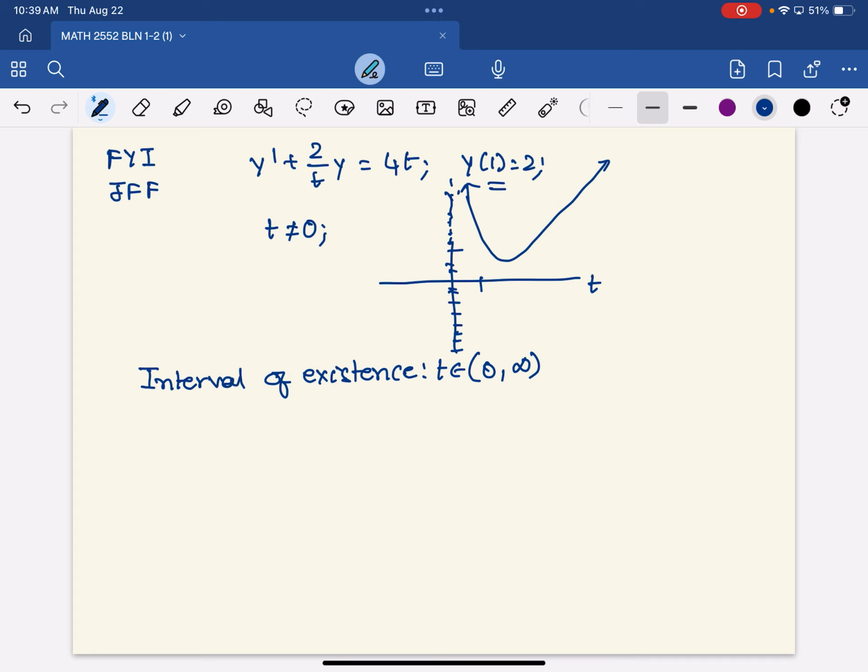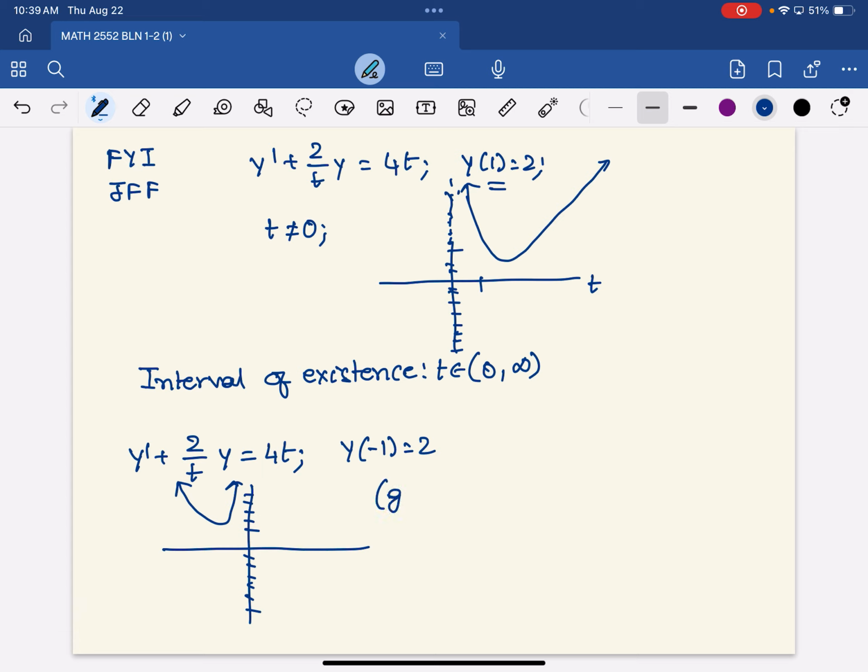Can t be negative? Now, suppose my initial value was, I'm just making it up, y prime plus 2 over t times y equals 4t, and y of negative 1 was 2. Then my solution could be something like that. It will be on this side because this is a guess. The graph is a guess. It's not accurate, just to give you an idea.